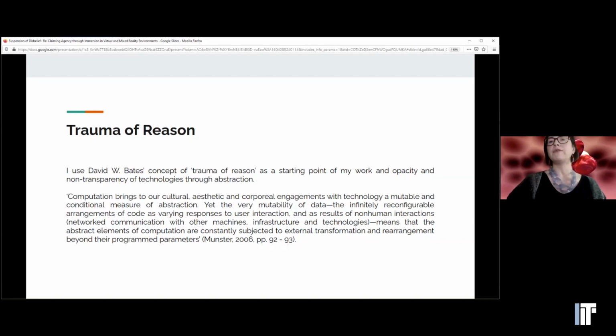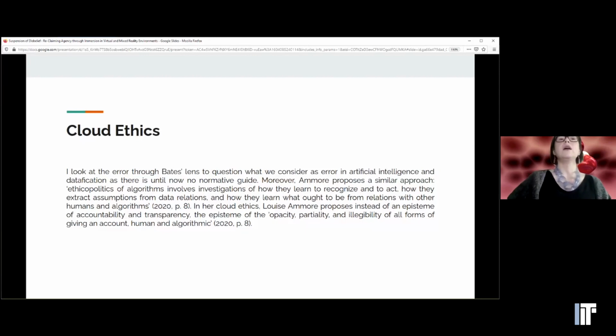Yet the very mutability of data, the infinitely reconfigurable arrangements of code as varying responses to user interaction and as a result of non-human interactions, networked communication with other machines, infrastructure, and technologies, means that the abstract elements of computation are constantly subjected to external transformation and rearrangement beyond their programmed parameters. I look at the error through Bates' lens to question what we consider as error in artificial intelligence and datafication, as there is until now no normative guide.